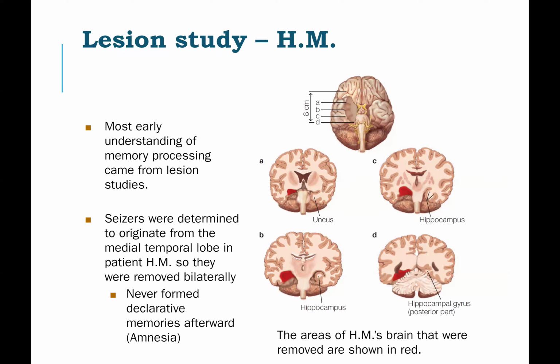The reason the hippocampus became known to be very important for forming new memories was the context of a patient called HM. What HM had was seizures, and these seizures were determined to originate from the medial temporal lobe. So they removed them bilaterally, and that's a huge mistake, right? You don't want to remove anything from both sides of the brain. For this patient, they did that.